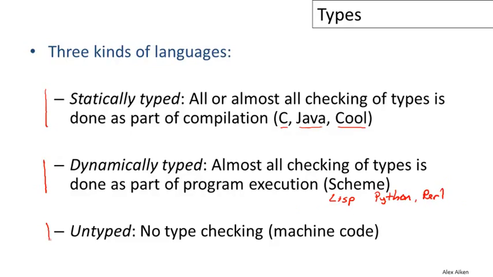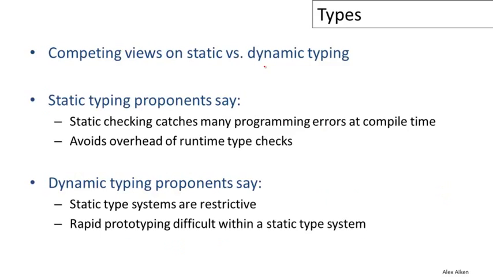And then finally, there are the untyped languages where no type checking is done at all, either at compile time or at runtime. And this is basically what machine code does. So machine code has no notion of types and enforces no abstraction boundaries when it executes. For decades, there has been a debate about the relative merits of static versus dynamic typing. And without taking sides, let me lay out for you what the various proponents on each side say.